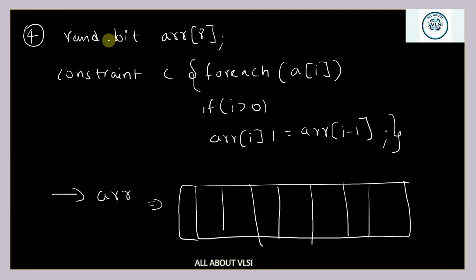Because you can see over here we have declared rand bit, right? So this can have only two values, 0 1 0 1 0 1 0 1. That's it. Okay. So this is the answer. Is it clear, guys?